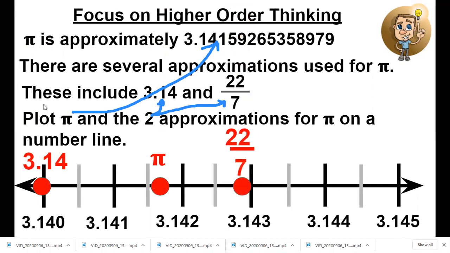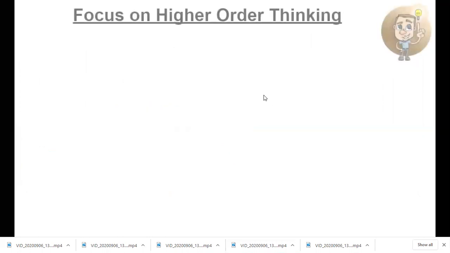And then 22/7, if I was to divide that out, when I divide 22 by 7, I'll do that with my calculator just real quick here. 22 divided by 7, 3.142857. So it's right before the 3.143. So what was the question? There are several approximations. Okay, note that we were just plotting different approximations for pi.